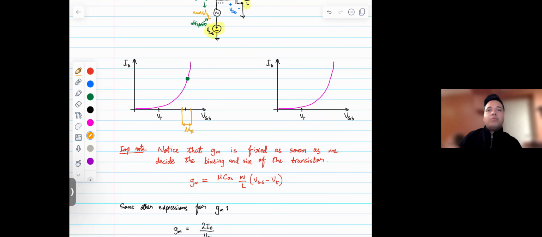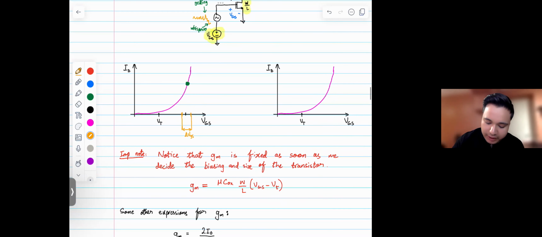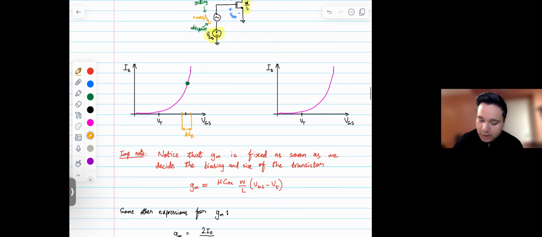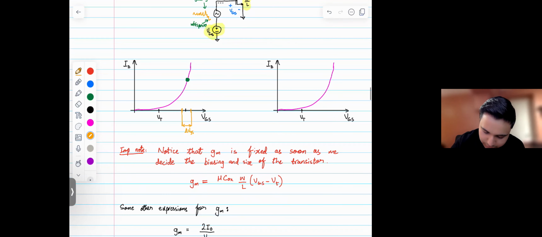Okay, so what will be the ID? What will be the drain current? Because obviously when the VGS is changing, the drain current would change as well, right? So let's see what the ID will be. Let me just draw it out.